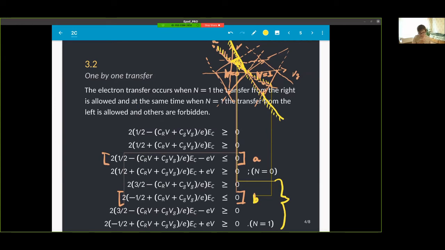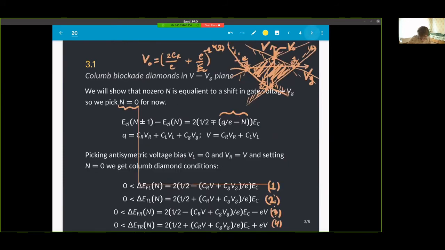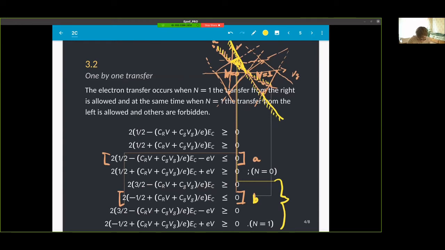So it's the same formula as on the first slide, and we just substitute n is 1. One substitutes n is 1 and gets a Coulomb diamond, or gets these inequalities, where the important one is that we need to invert this particular inequality. Actually, I have better written it.